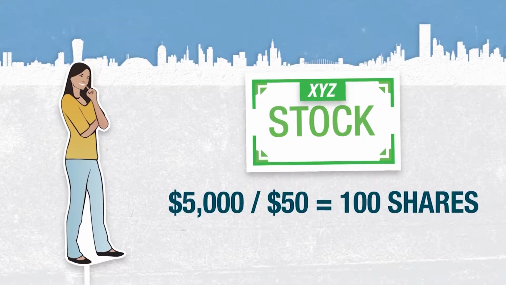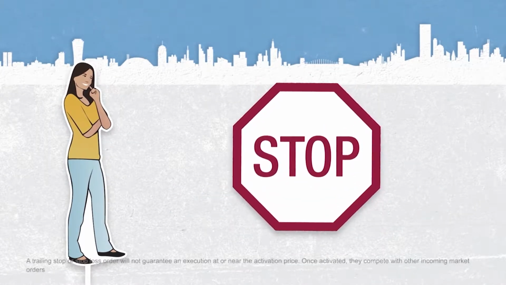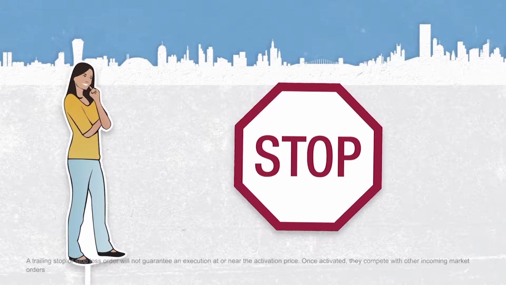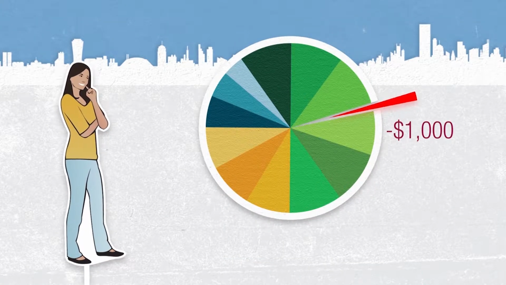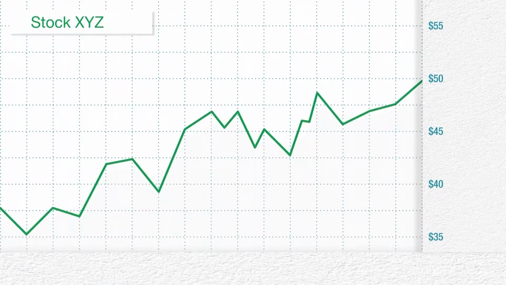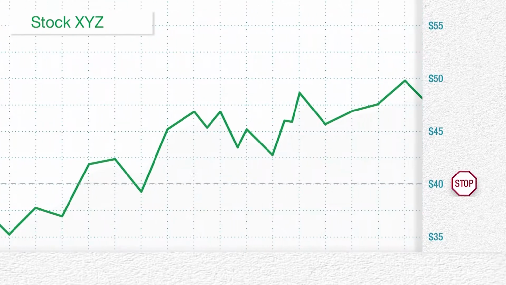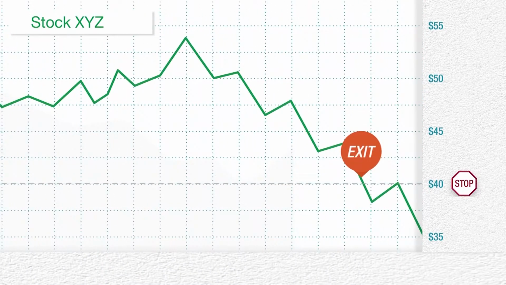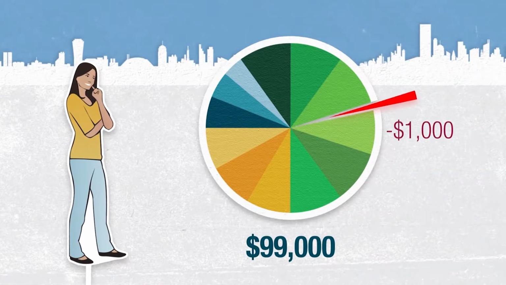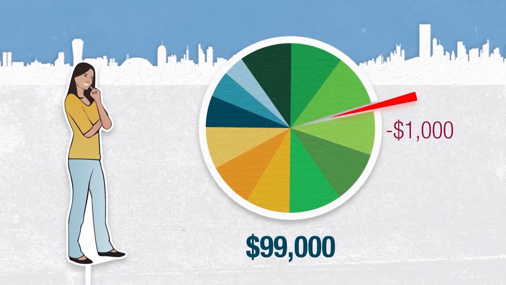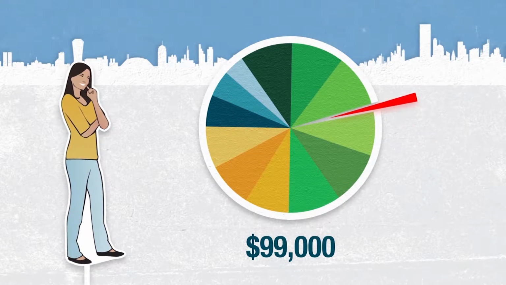Next, she uses stop orders on this position to potentially limit her losses. Let's say she's willing to lose no more than 1% of her total portfolio, or $1,000 on any one position. She could set a stop at $40. This is a loss of $10 per share, or $1,000 for the whole position. Ideally, if the position plummets, the stop order would trigger and likely help reduce her losses to 1% of her portfolio, a relatively small and manageable setback.